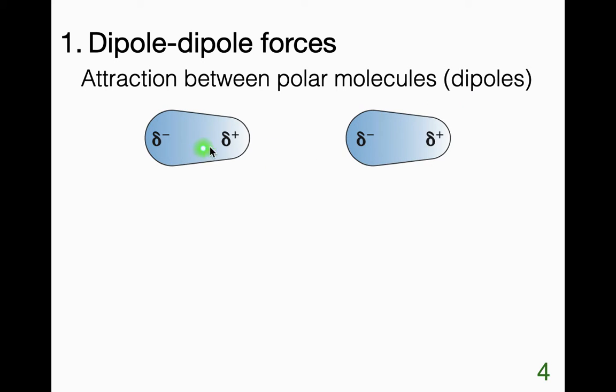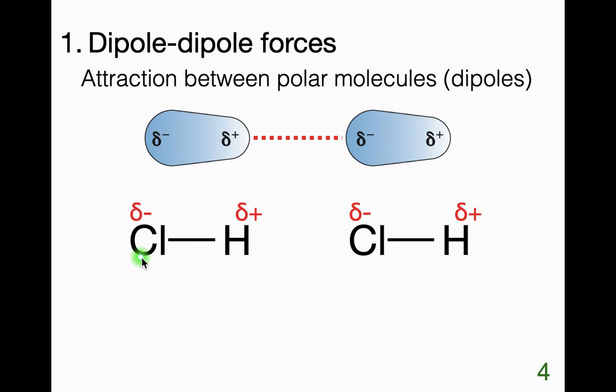So here we have two dipoles, two polar molecules, and of course the positive part of one molecule will have an attraction for the negative part of another molecule, and so that's our dipole-dipole force of attraction. As an example, hydrogen chloride. Chlorine is more electronegative than hydrogen, and so this is an uneven sharing of electrons. It's a polar molecule. The positive hydrogen will be attracted to the negative chlorine of another molecule, but that's a completely different bonding. That's just an attractive force.